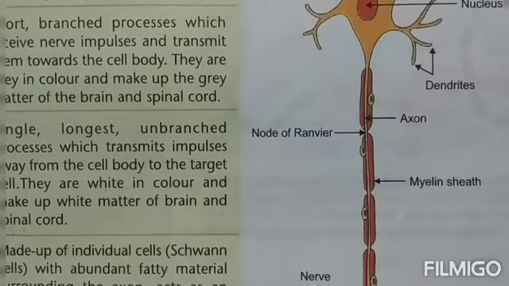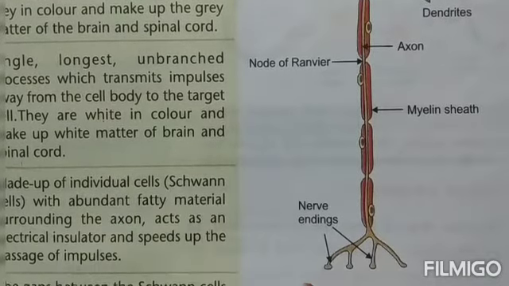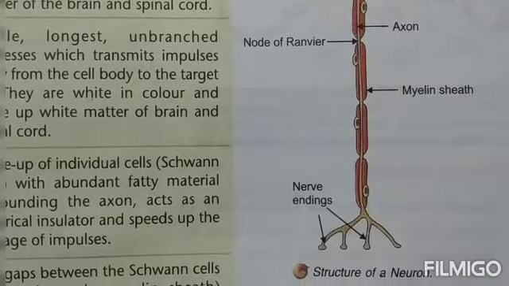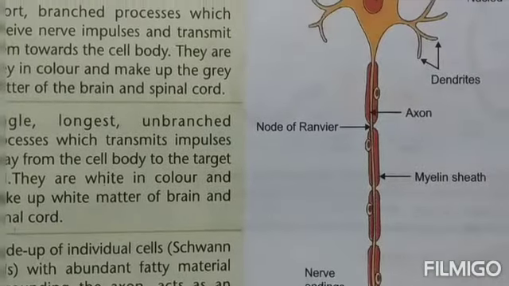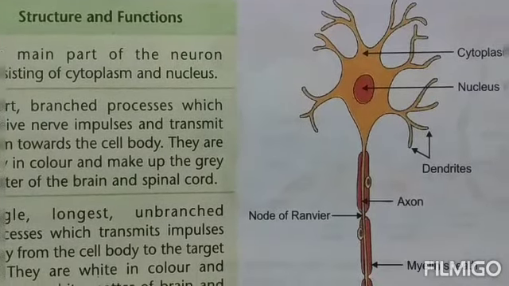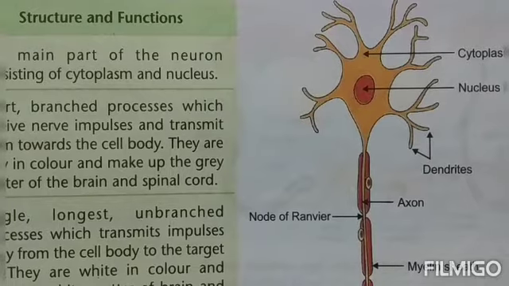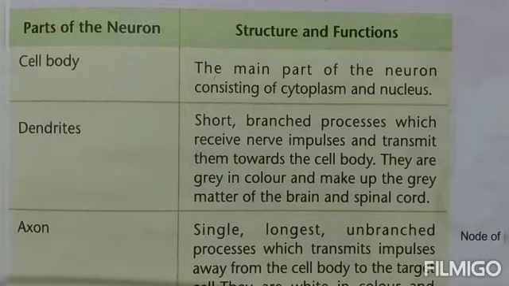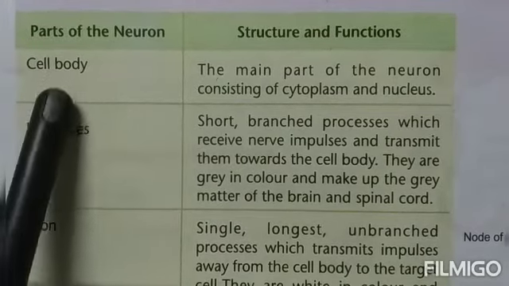Now next, children, in your books, this is given the structure of a neuron. Now, this is very important. You should know how to draw the structure of a neuron, children. This is very, very important. And many a times in the exams, in the tests and all, children are asked how to draw the structure of a neuron.